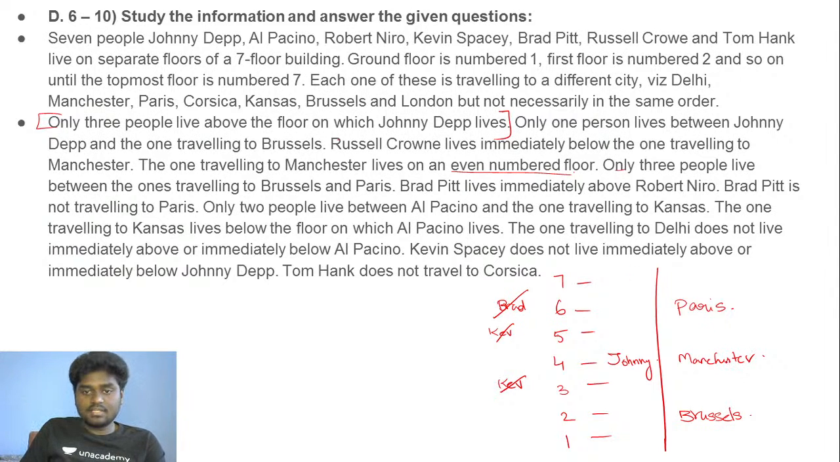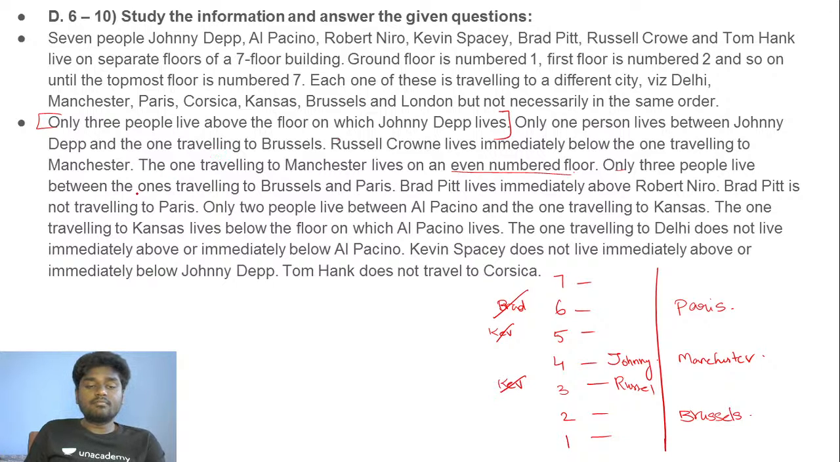And if this is Manchester, I know the fact that Russell Crowe lives immediately below. So definitely Russell will be here. Russell Crowe will be here, that is immediately below the person traveling to Manchester.